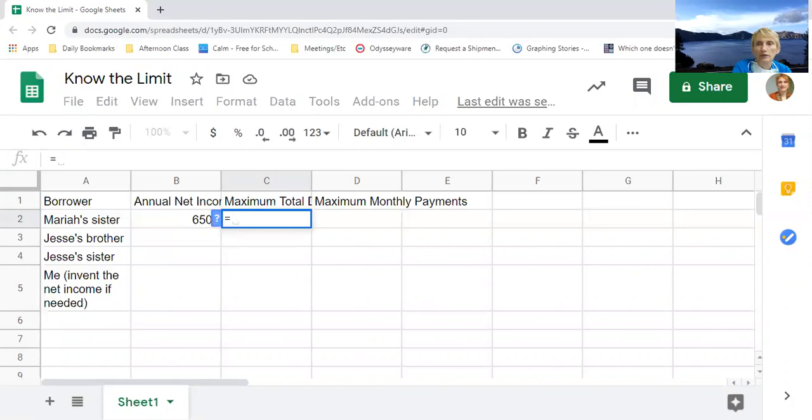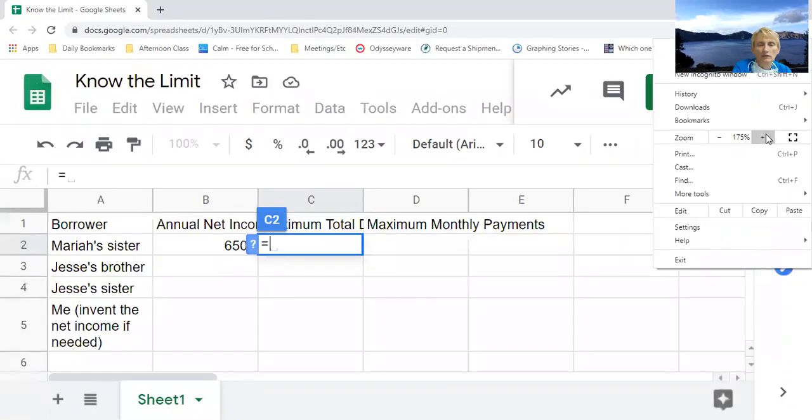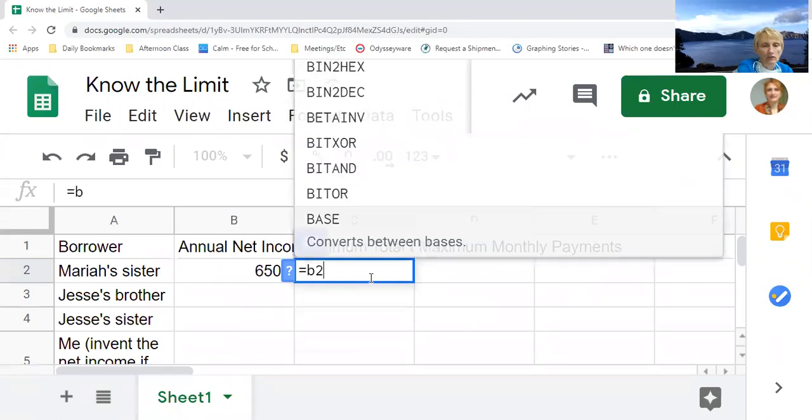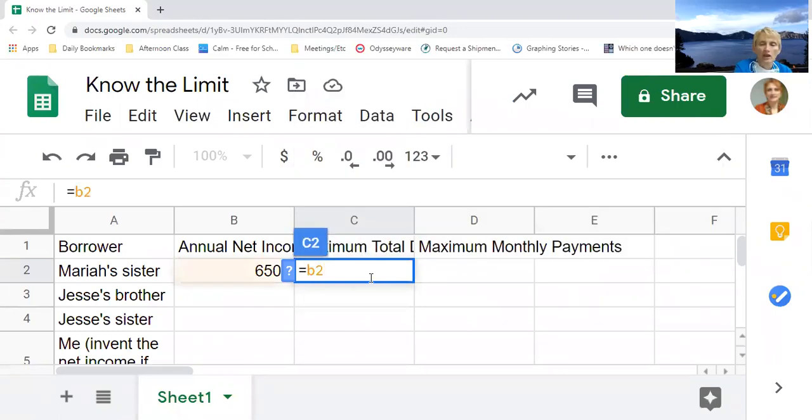I'll try to make this a little bigger so you can see what I'm doing. I'm going to type equal, and then where does the income live? The income lives in column B, and we are in row 2, so I'm going to say equal B2 times 0.20, because it says 20%. We could have put times 20%, but the 0.20 is actually already in the book, and that's it for that one.